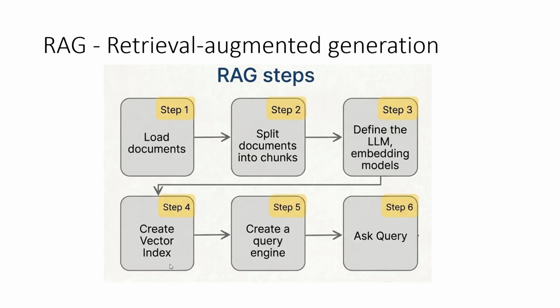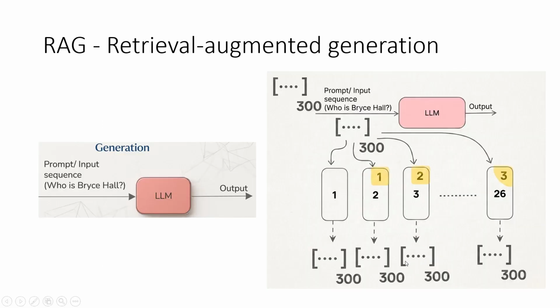Step 4 is create vector index. So we have the vector database to store the embeddings, and the vector index will help us to go through the database and identify the vectors which are similar to our prompt. Okay. Step 5 is create a query engine. Step 6 is ask query. We are retrieving the similar chunks from the input document, pages 2, 3 and 26, and then append retrieved chunks to the LLM prompt, and then we generate the final answer. These are the RAG steps, but you will understand better once we do the hands-on project. Okay.